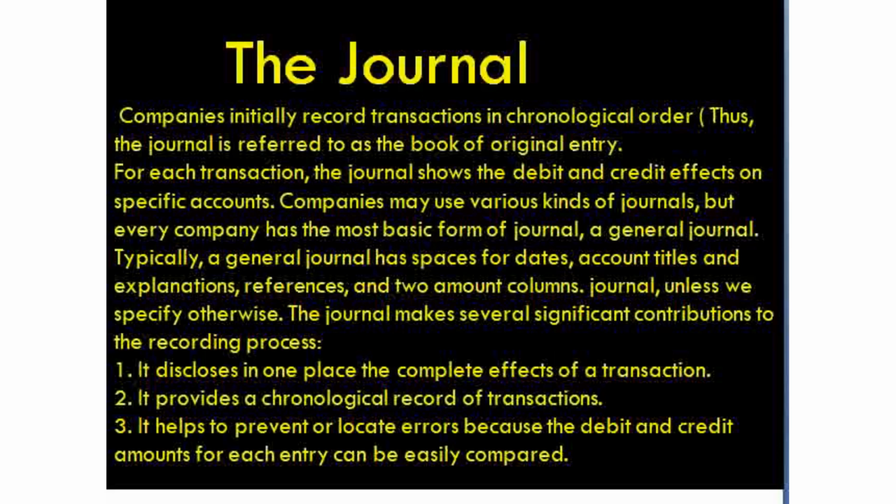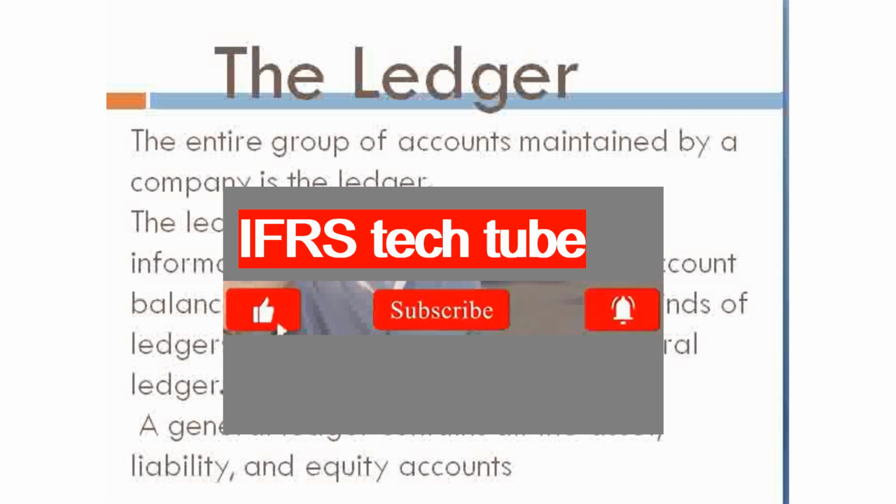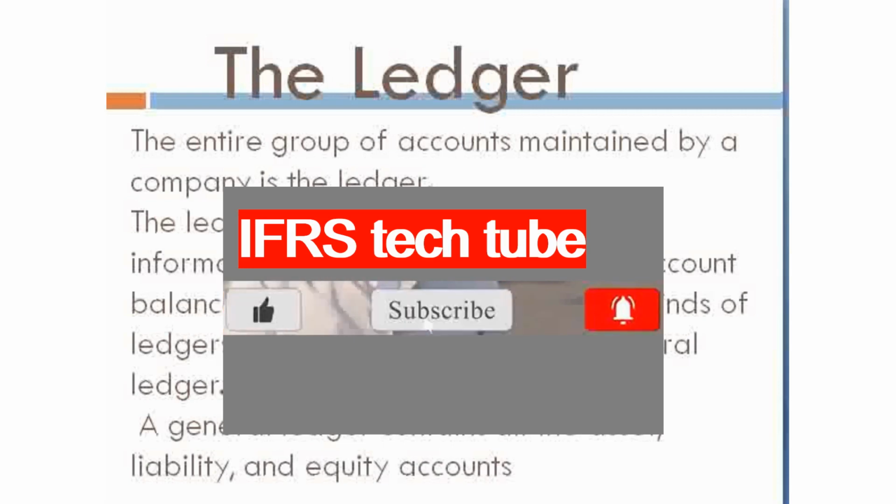The journal makes several significant contributions to the recording process. 1. It discloses in one place the complete effects of a transaction. 2. It provides a chronological record of transactions. 3. It helps to prevent or locate errors because the debit and credit amounts for each entry can be easily compared. In addition we can see about the ledger and posting.